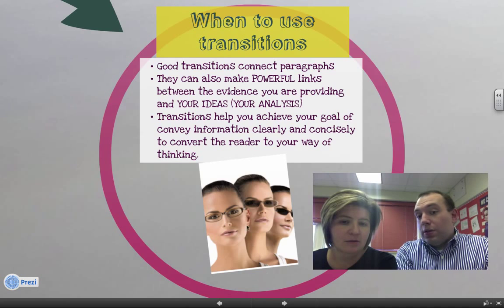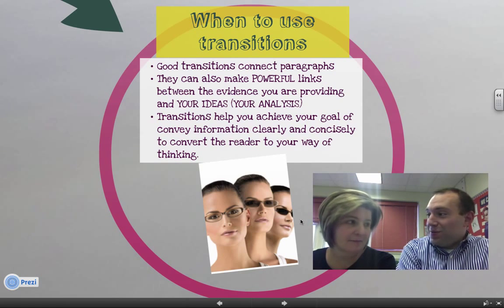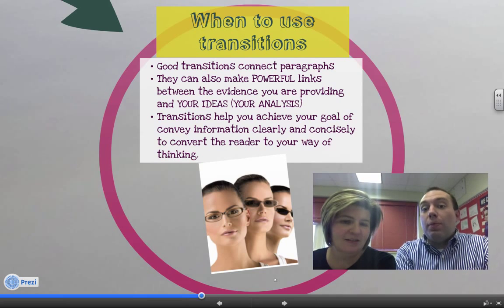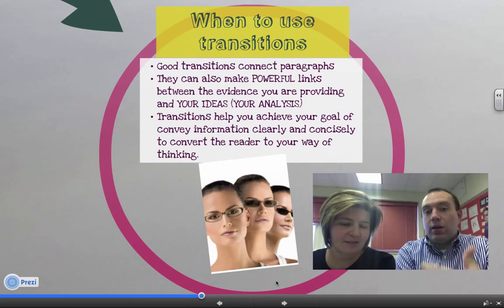So Mrs. VJ put this picture of transition lenses in. I imagine that's where you got it from. Yep. So it really helps. Using transitions will help you achieve your goal of being clear, concise, and really helping the reader understand what you're trying to say. Kind of like this person, as it gets brighter out, the lenses are transitioning. Yep.